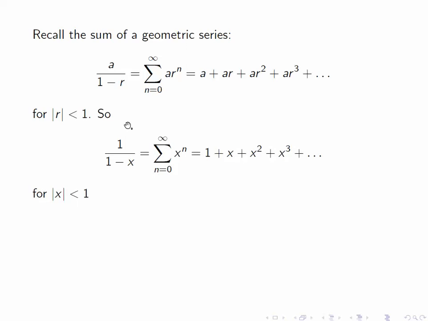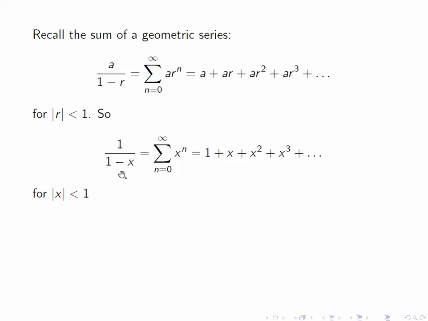So we can immediately look at the case where A is equal to 1 and R is equal to X, and this will give us the equality that 1 over 1 minus X is 1 plus X plus X squared plus X cubed, the sum of all the powers of X from 0 to infinity. And as we noted above, this will be true when the ratio X has absolute value less than 1.